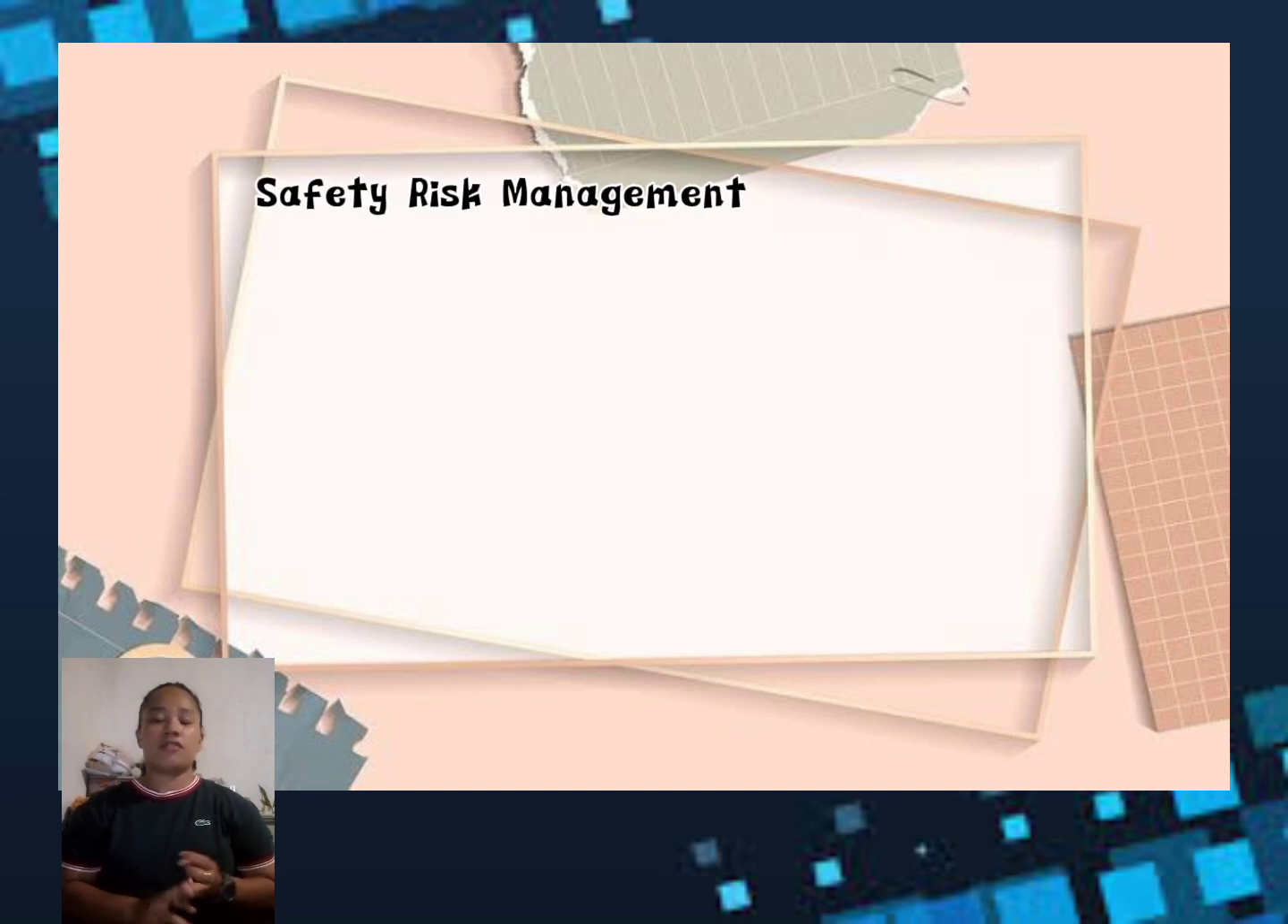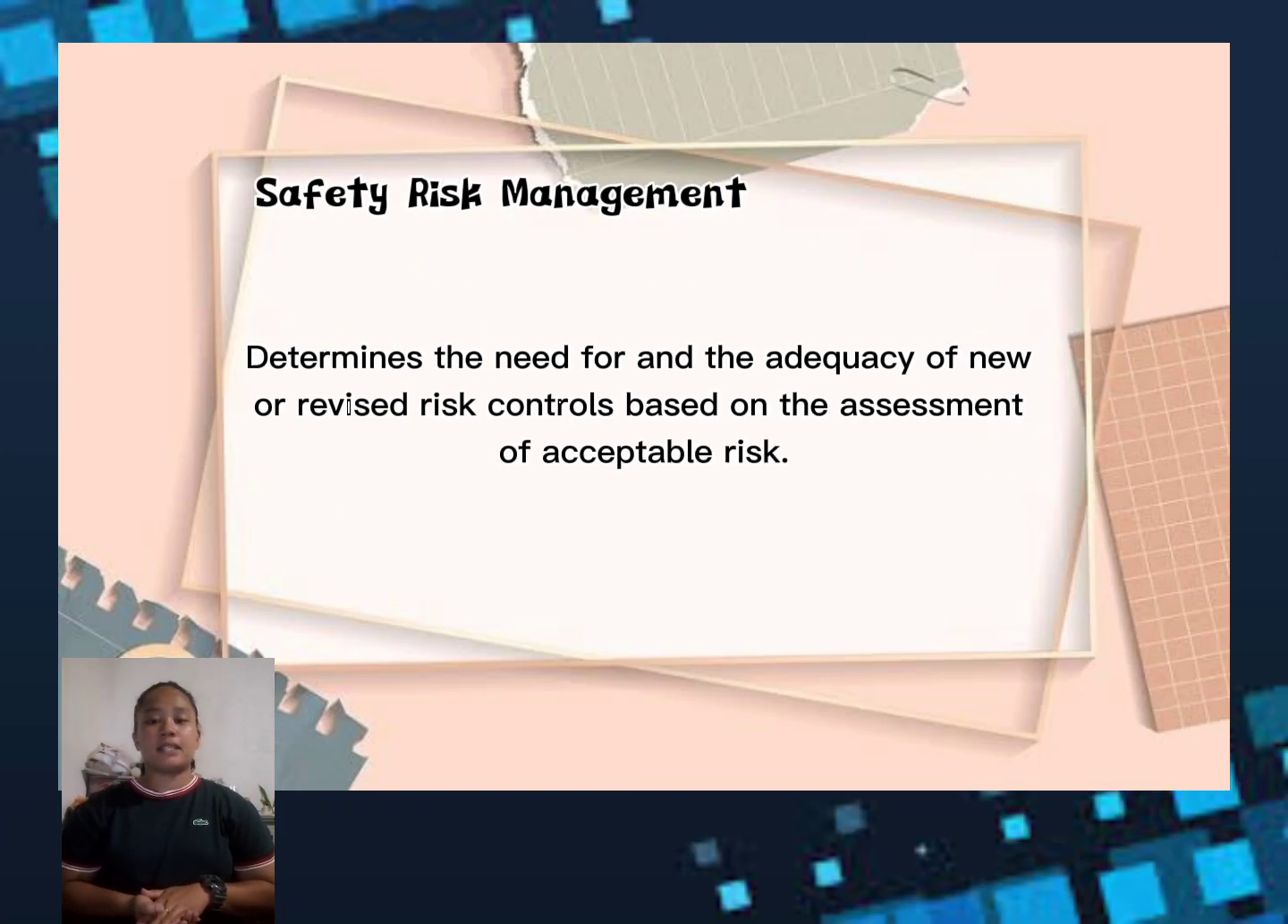Second is the safety risk management. Safety risk management determines the need for and adequacy of a new or revised risk control based on the assessment of acceptable risk. It is the formal process within SMS that describes the system, identifies the hazard, and assesses, analyzes, and controls the risk of every person in a workplace.